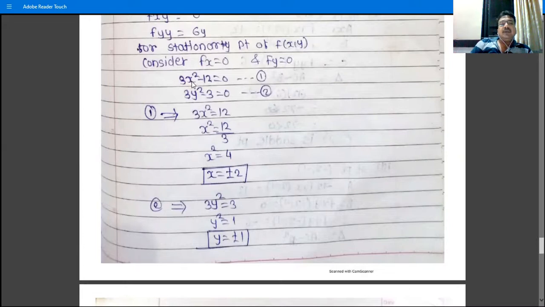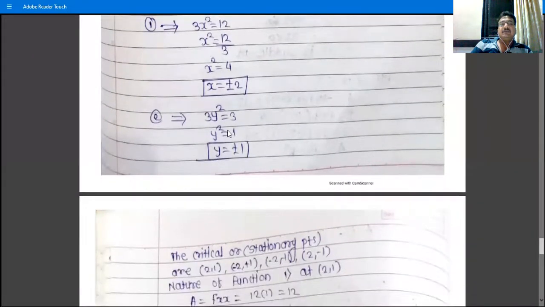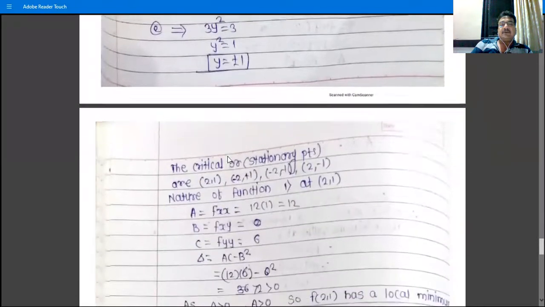Here we have the value of x from equation 1 and the value of y from equation 2. So these are solvable independently; no need to solve them simultaneously. From equation 1, 3x square is 12, x square is 12 by 3, that is x square is 4, therefore x is plus minus 2. We have the value of y also from equation 2 independently: 3y square is 3, y square is 1, y is plus minus 1.